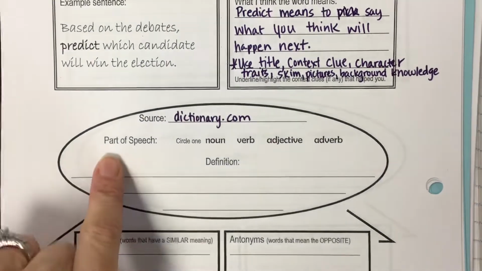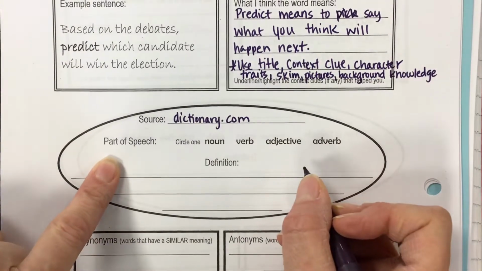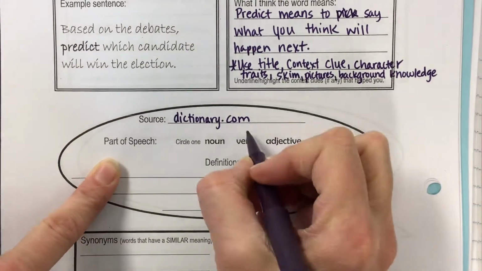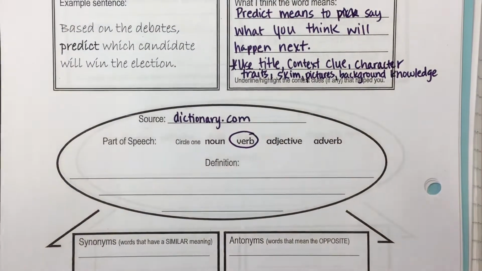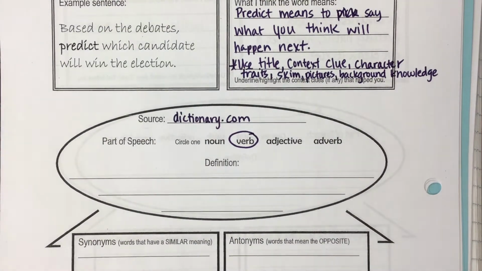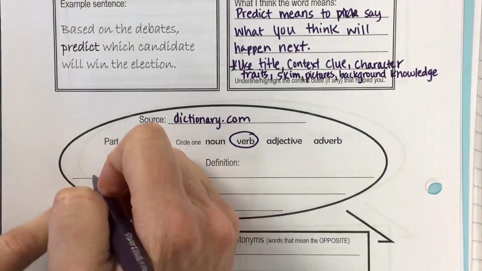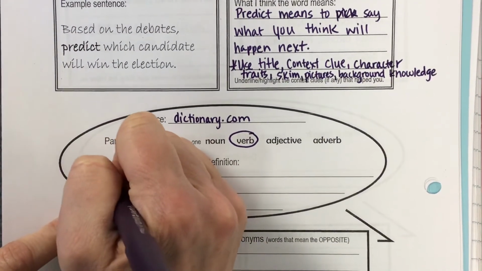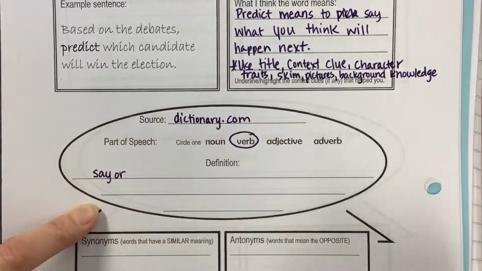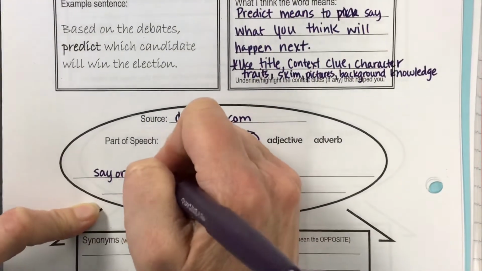Noah, what do you have? First of all, is it a noun, a verb, an adjective, or adverb? It's a verb. So that means that's an action word. When something tells you to predict, it's requiring you to come up with an action. What does it mean, Noah? Say or estimate that a specific thing will happen in the future or will be a consequence of something.